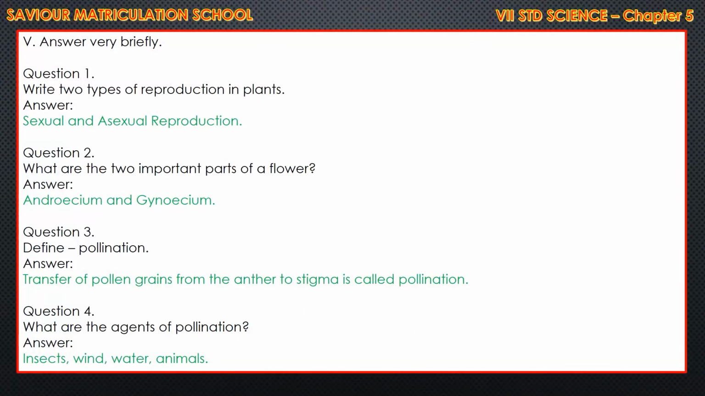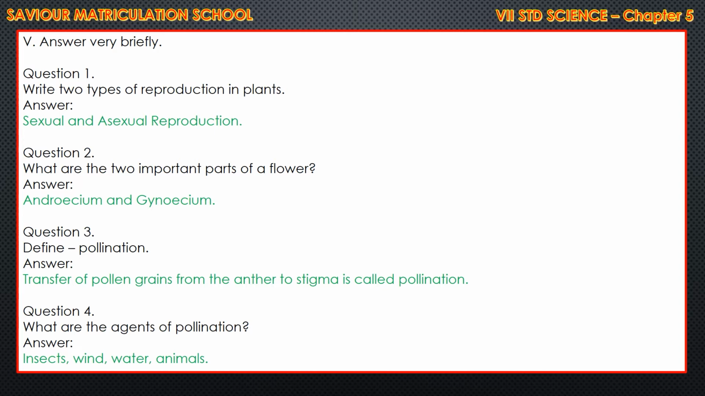Then Roman number 5, answer very briefly. Write 2 types of reproduction in plants. Answer, sexual and asexual reproduction. Question 2. What are the 2 important parts of a flower? Androecium and gynoecium. Question 3. Define pollination. And the answer is, transfer of pollen grains from the anther to stigma is called pollination.